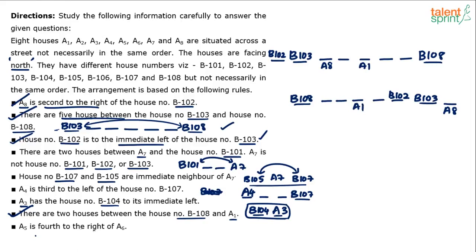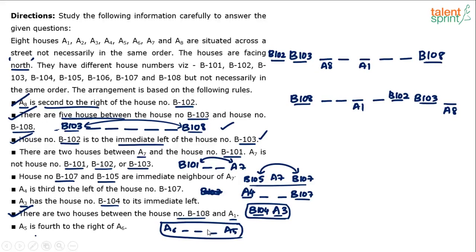Last point here is A5 is fourth to the right of A6. So if this is A6, 1, 2, 3, 4. This is going to be A5. So between A5 and A6, there are going to be three houses. And of course, A6 is on the left, A5 is on the right. So we have been able to put 4 points already in the arrangement and the others have been pictorially represented.